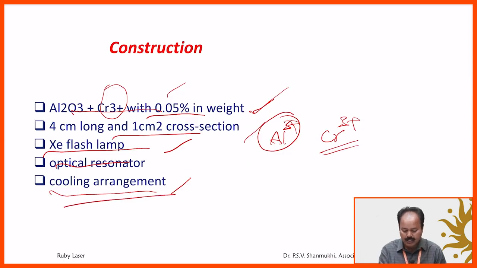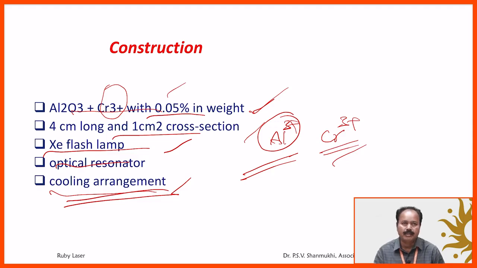Coming to the construction, ruby belongs to the GEMS category, in which, in aluminum trioxide, some of the aluminum ions are replaced by chromium ions with a percentage of 0.05% in weight. The rod dimensions are 4 centimeters long and 1 centimeter cross sectional area. To provide the input energy we are taking the xenon flash lamp, which produces energy in the form of white light, like tube light sparks. An optical resonator arrangement is there, and a cooling arrangement is also there.